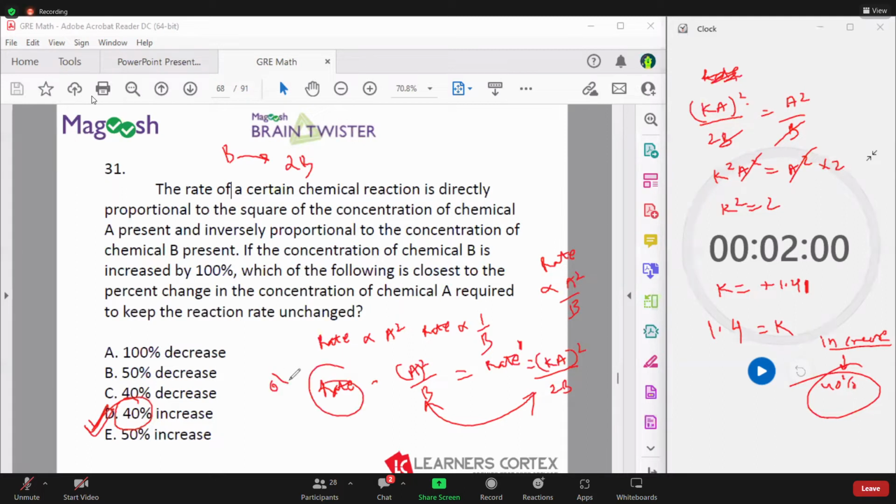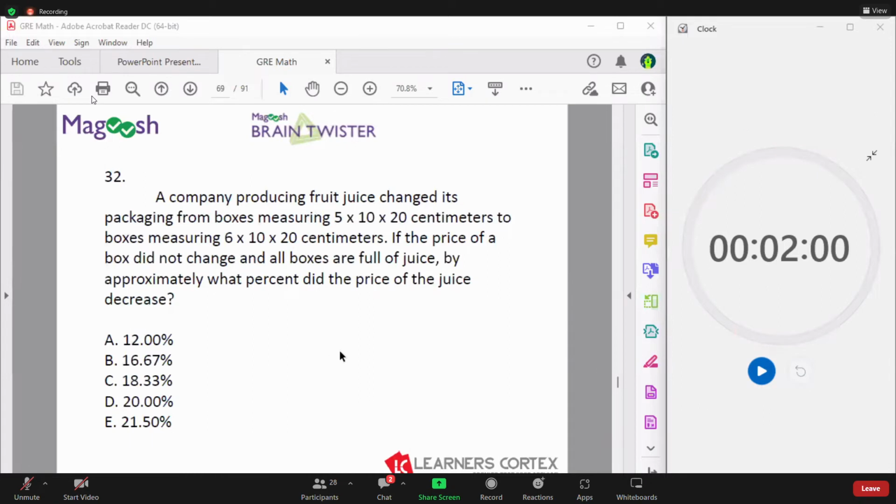This was the old rate, this is the new rate. It has become this now. So we are basically comparing and finding out the value of K. Next question then. This is a relatively easy question.